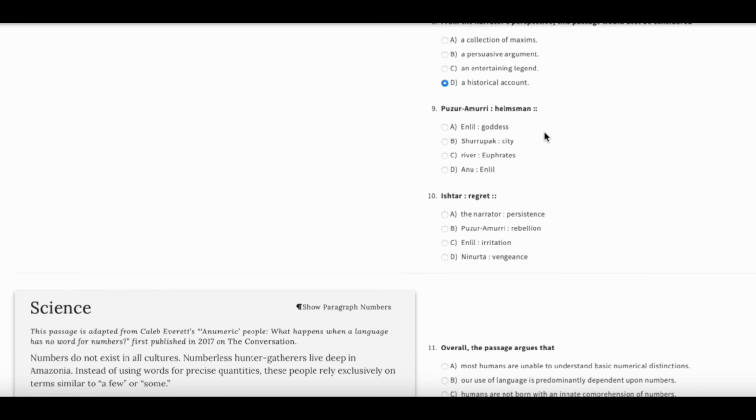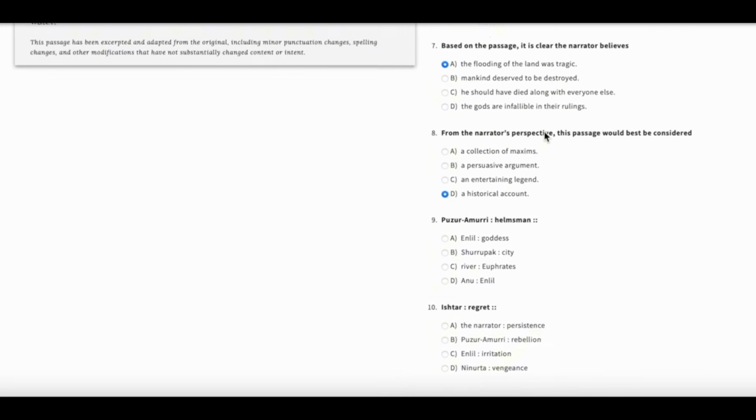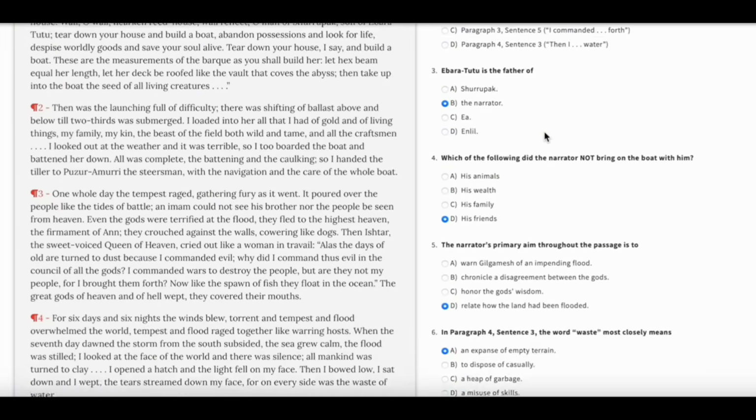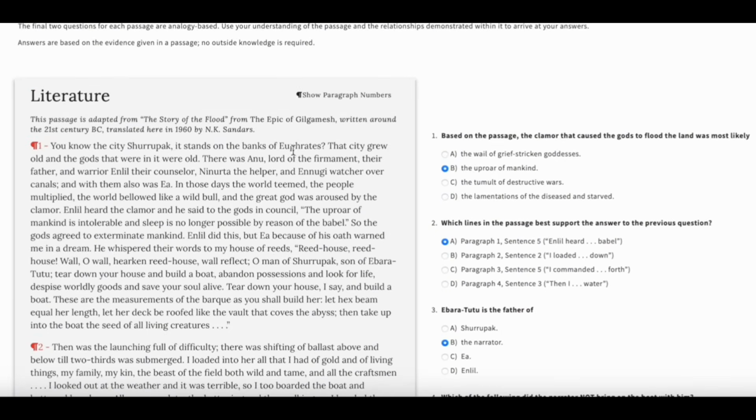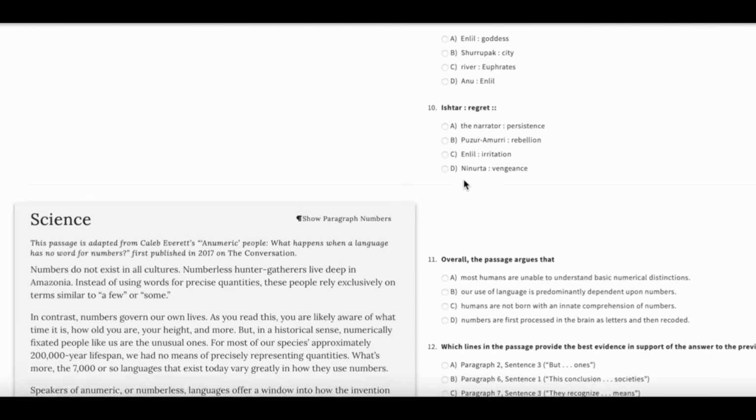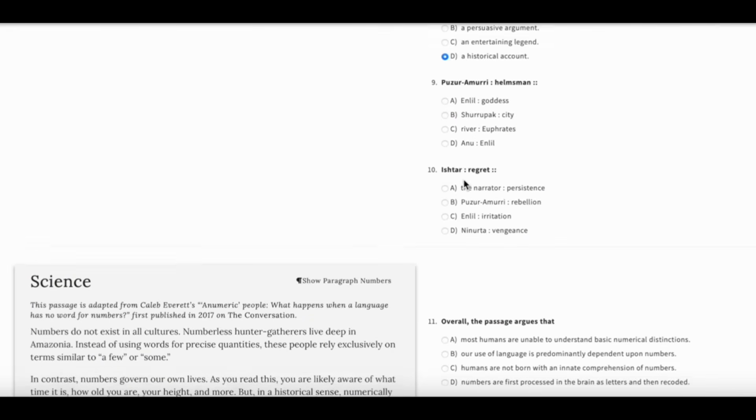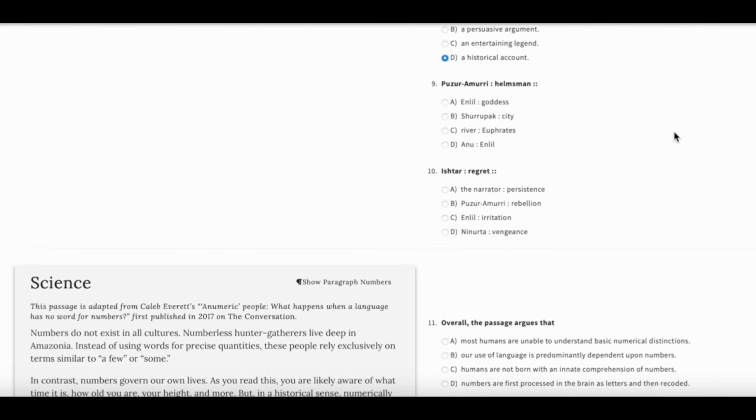Try answer choice B. Shurupak is a city. So is Shurupak a city? Yeah, it is. We identified that earlier. I mean, B is pretty good, right? And there's the evidence there in that first line. Right, city. So we could say that Pazur Amuri is the helmsman as Shurupak is the city. We could say that. What about answer choice C?